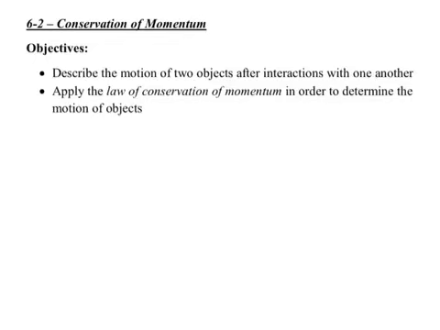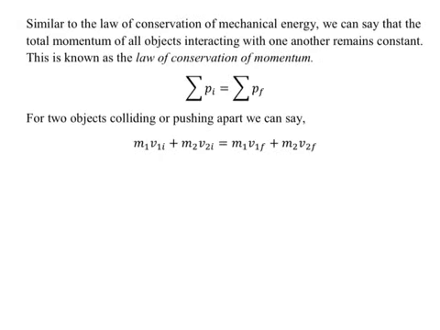Section 6.2 is the conservation of momentum. The objectives are going to be to describe the motion of two objects after interactions with one another and to apply the law of conservation of momentum in order to determine the motion of the objects. Similar to the law of conservation of mechanical energy, we can say that the total momentum of all objects interacting with one another remains constant.